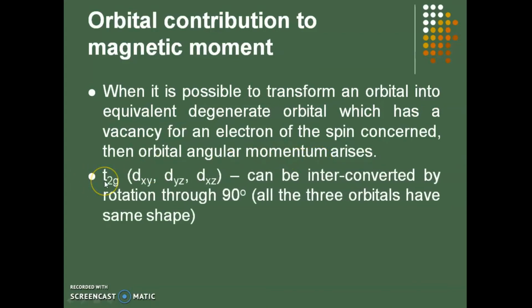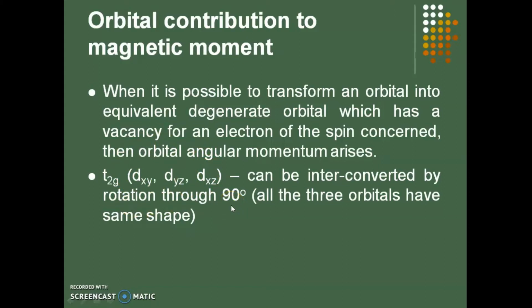We have the t2g set here. The t2g set consists of dxy, dyz, and dxz. All these three are degenerate orbitals. They can be interconverted by rotation through 90 degrees because all the three orbitals have the same shape. So they are degenerate, and if there is a vacancy, then one orbital can be transformed into another orbital by a rotation through 90 degrees.